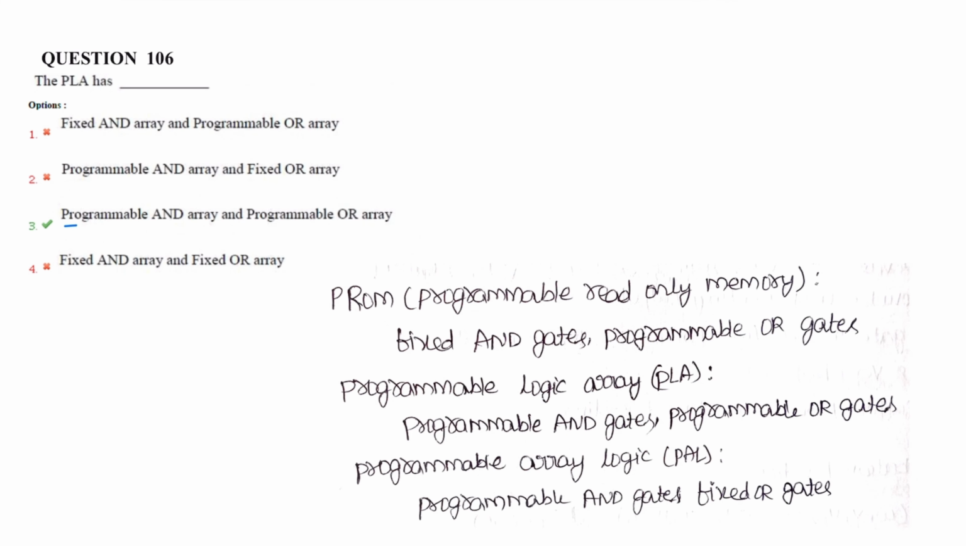Question number 106. PLA, programmable logic array, has programmable AND gates and programmable OR gates. In case of PAL, programmable AND gates, fixed OR gates. In case of PROM, fixed AND gates, programmable OR gates. Correct answer is option 3. PLA, programmable logic array, has both AND gates and OR gates programmable.